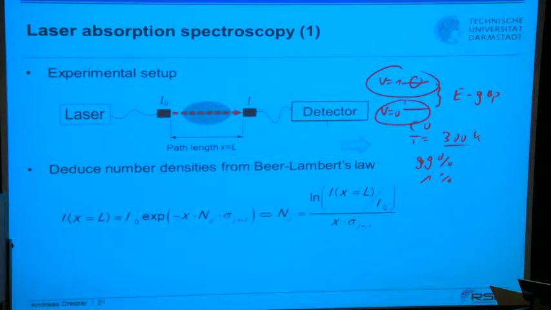So what if you have any optical lenses or something? Is it the optical path length, or is it the physical path length? You mean this X over here? That is in the end the optical path length.